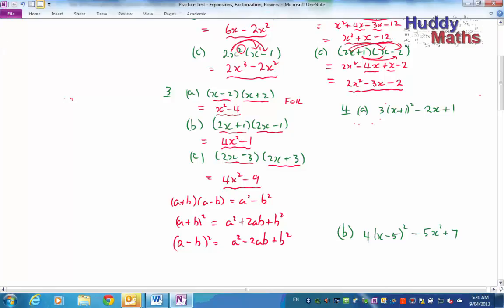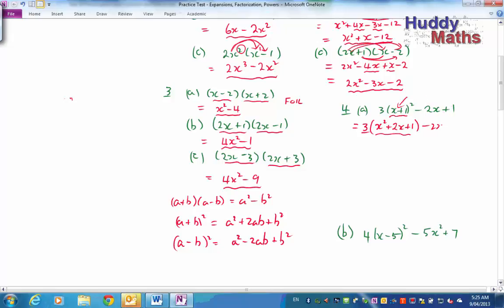Let's have a look at question 4. We've got one of those here, a perfect square, so let's do that first. x squared, first one squared, plus twice the product, plus second one squared. And we've still got to multiply it by 3 yet. So you could FOIL this, but that will be your answer.